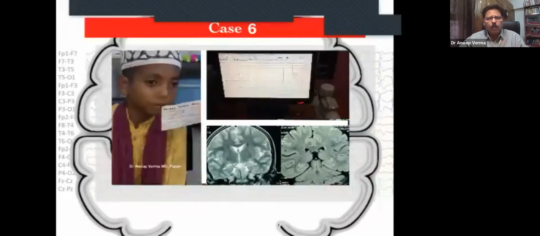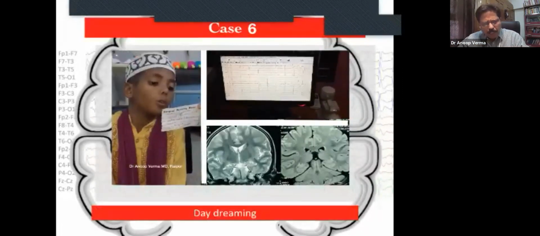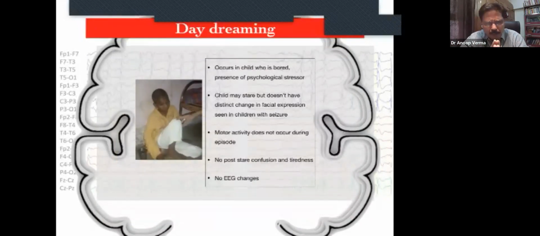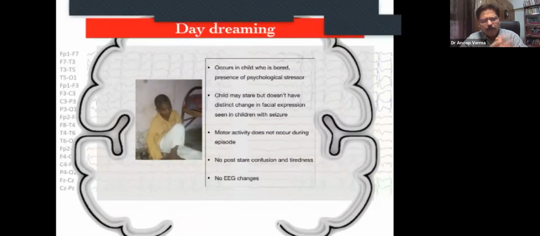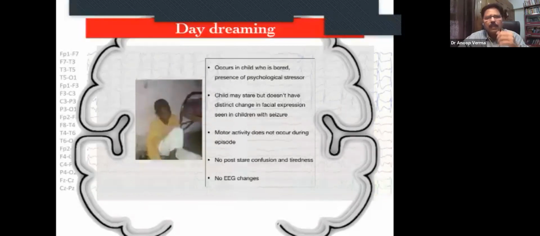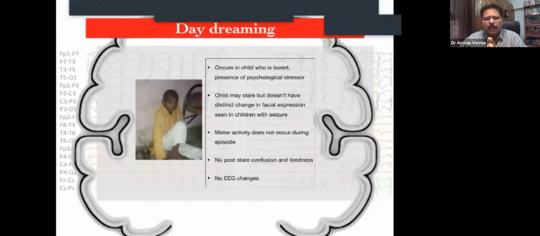EEG was absolutely normal. So this was a case of daydreaming, and you can see that this is a patient from a remote place in UP, who was shifted to some madrasa in Raipur and was sent to me. A home video was there from the madrasa, and you can see that the parent was disturbed. Febrile seizure was not associated with the child, and there was a lot of family problem, and this is actually a psychological stressor, and EEG was absolutely normal.